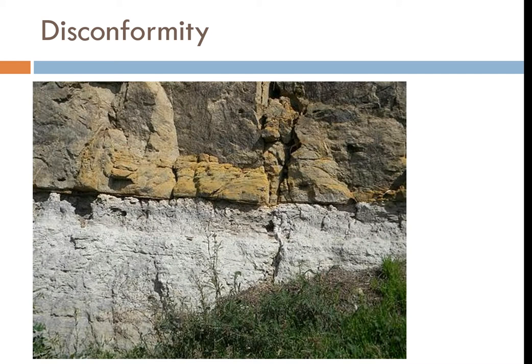So here's an example of a disconformity in real life. And you can see, unless you knew erosion happened right here, you may never be able to recognize that as missing time. But down here you've got layers and layers of, looks like probably limestone, and on top layers of sandstone. But those are parallel to each other.